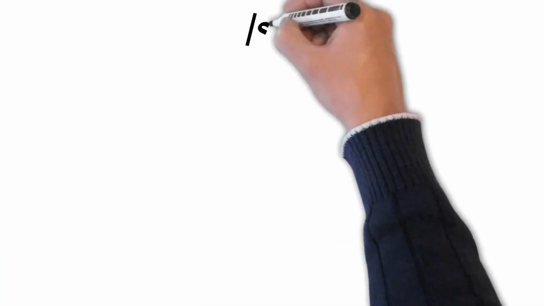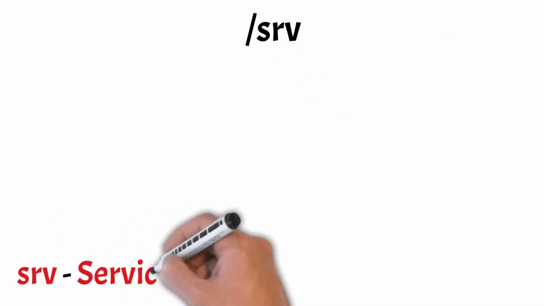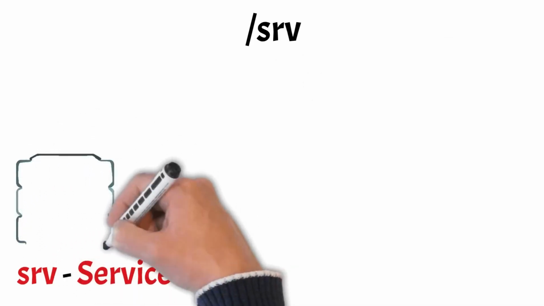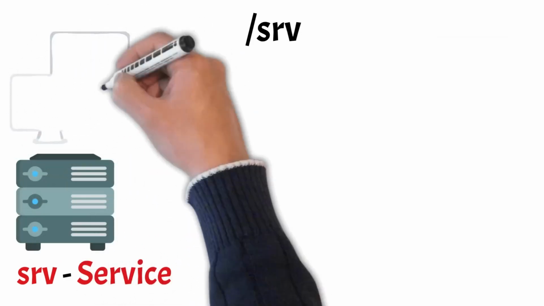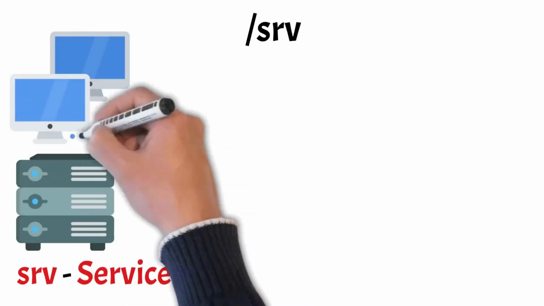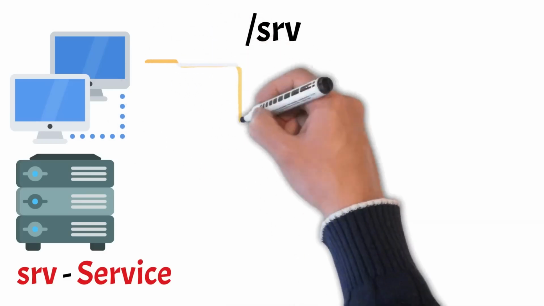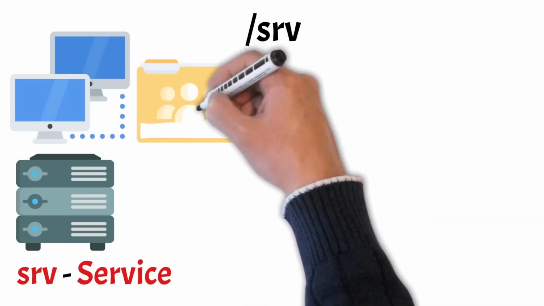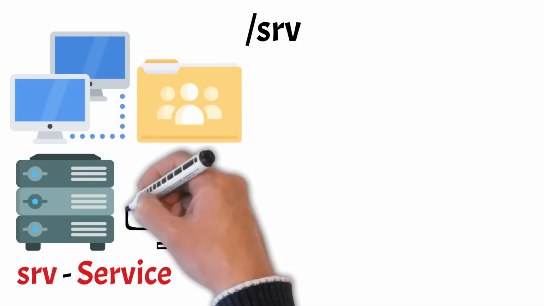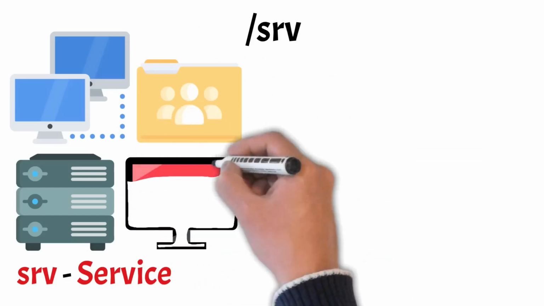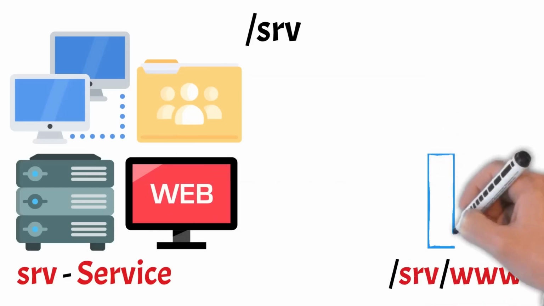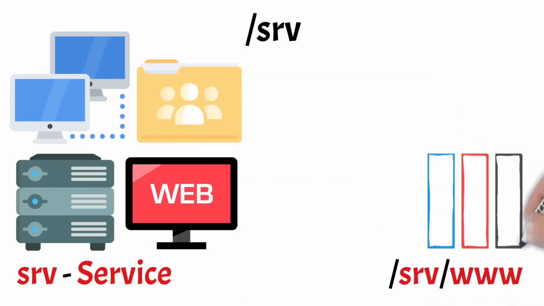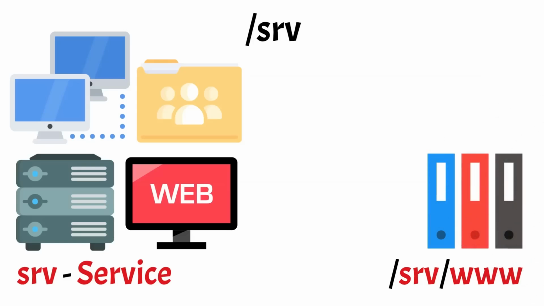Next up is the SRV directory, short for service. This is where data for services provided by the system, like web servers, FTP servers, or other hosted services is stored. Think of it as the content served to users connecting to your machine remotely. For example, if your system is running a web server, the actual website files might live under SRV/www. Unlike configuration files in etc, SRV holds the data that services share with others.